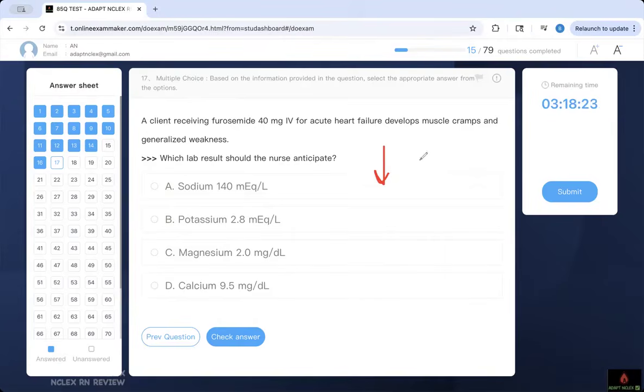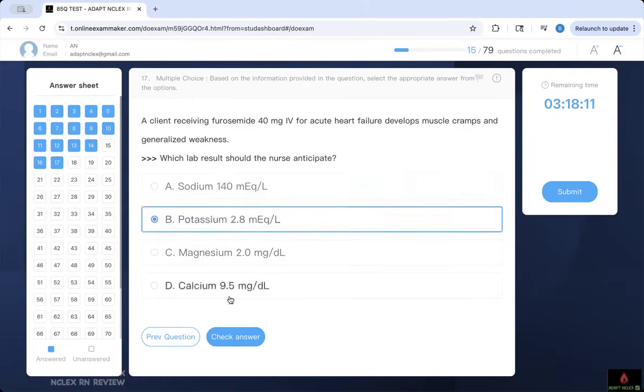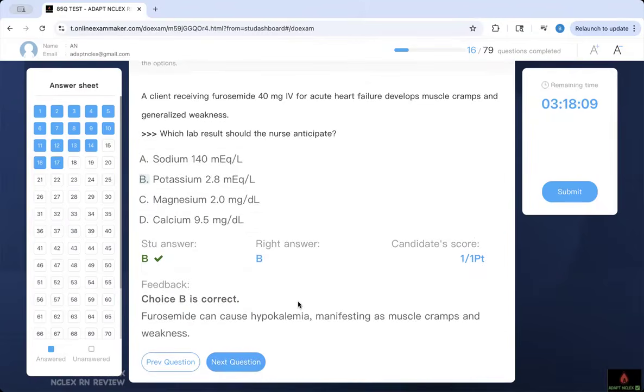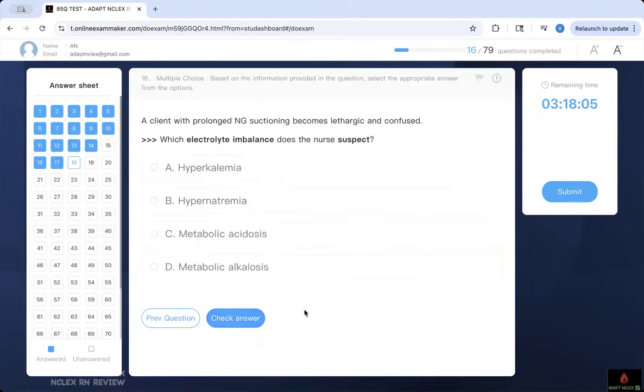Why we use it? Because it decreases your potassium. At the same time, it decreases your sodium. That's why we use it in heart failure. So which lab results should the nurse anticipate, right? Hypokalemia. Straightforward, right? That's all. It's hypokalemia because the patient is having weakness, and that's what is causing the problem.